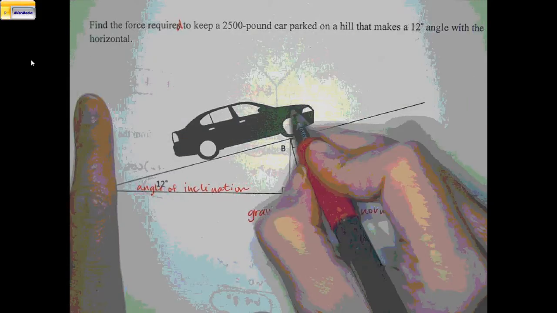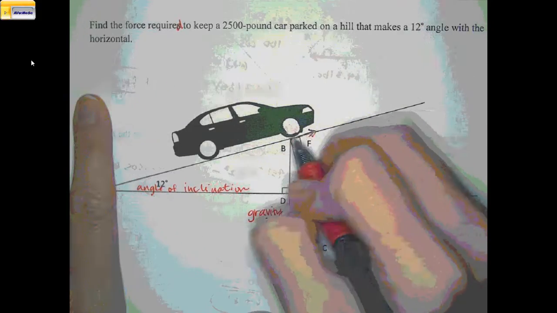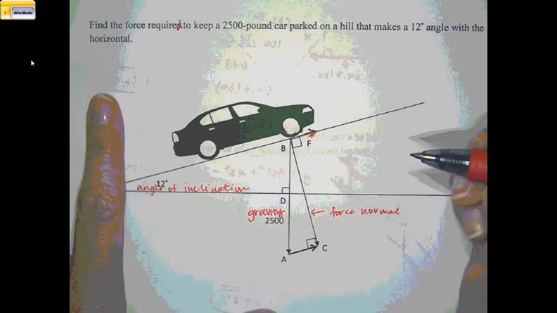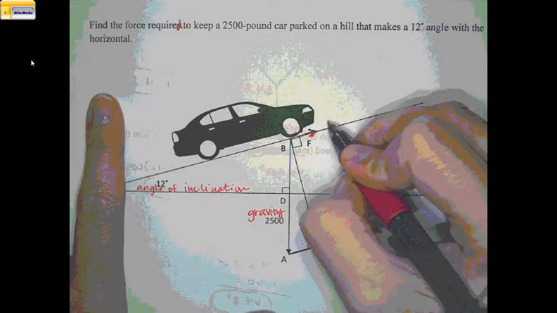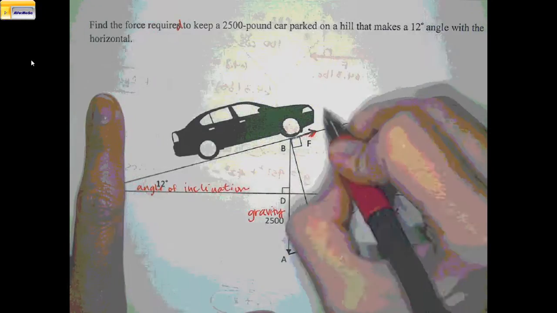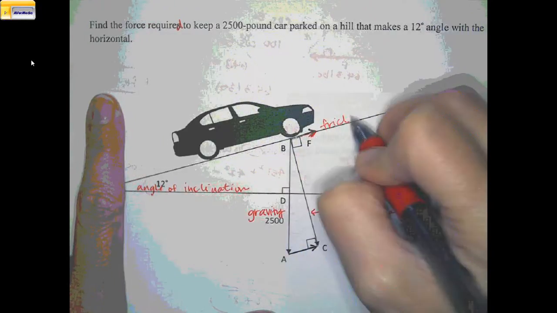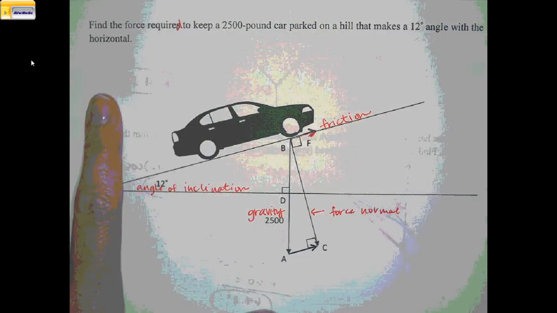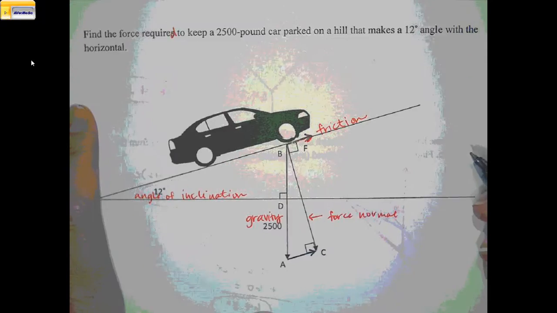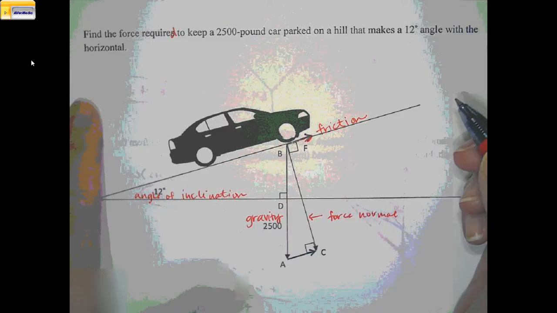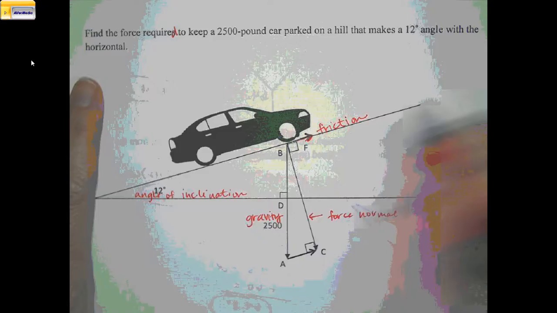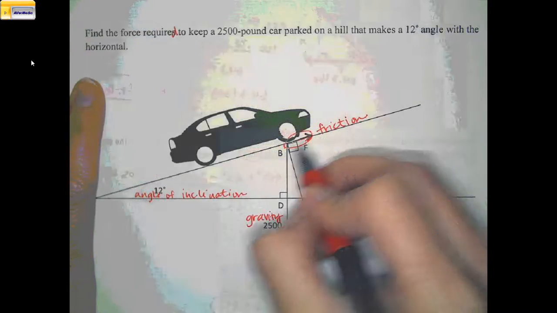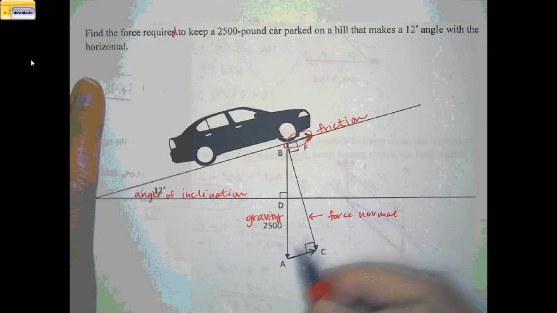And then you've got this force right here. Do you see that arrow, that vector right there? That's the force that keeps the car on the ramp. And in physics, you guys call that friction. In this case, it's static friction because the car is parked. It's probably not going to use the word friction in your trig textbook or on a test. It's going to say: find the force required to keep it on there. So it's asking for friction. And if you'll look, BF is congruent to AC, so you're looking for this guy right here.